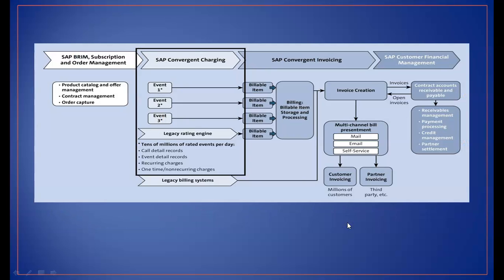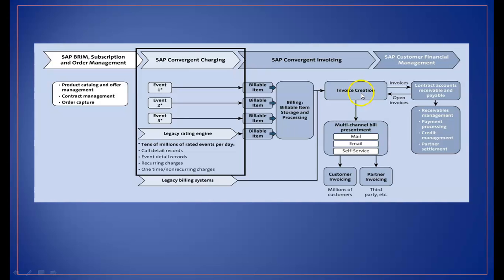So here we have the SAP BRIM Subscription and Order Management. We have product catalog and offer management, contract management, and order capture. In SAP Convergent Charging, we have event 1, event 2, and event 3. Now they are getting connected to the billable items. And here we have the legacy rating engine, which actually has this billable item. So we have billable item storage and processing, and we have this entire thing in the legacy billing system.